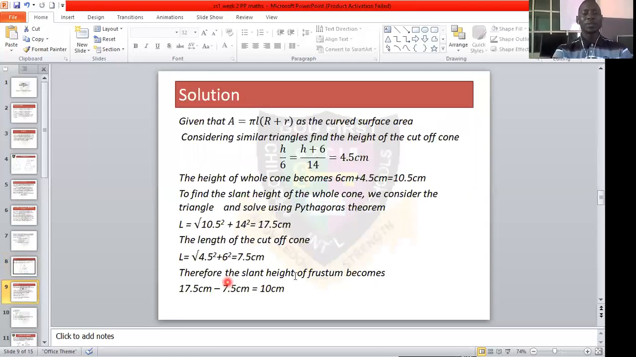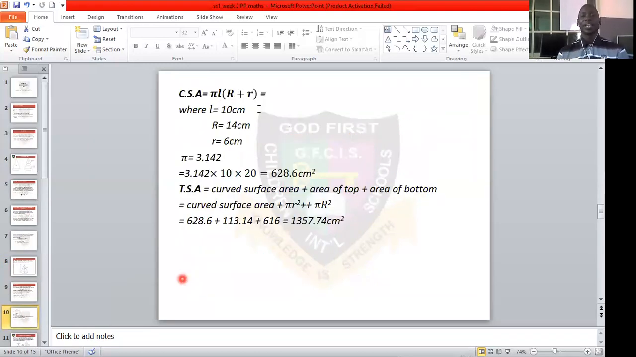Therefore, the slant height of the frustum becomes the slant height of the total cone minus the slant height of the smaller cone, which will give us the slant height of the frustum. So by that, we know that our curved surface area is pi L times (capital letter R plus small letter r).